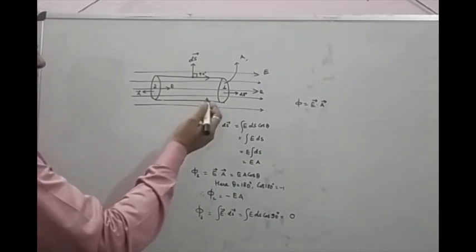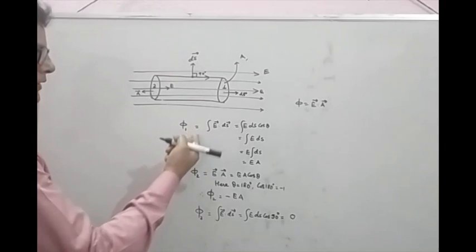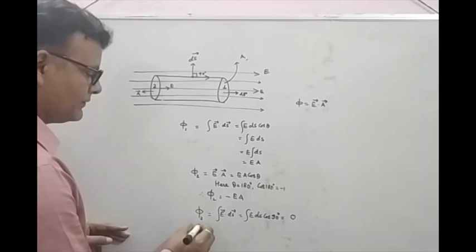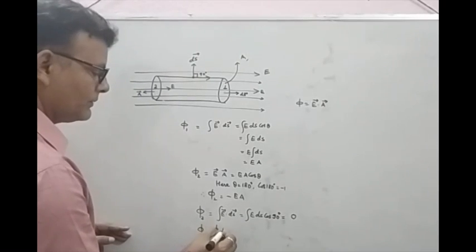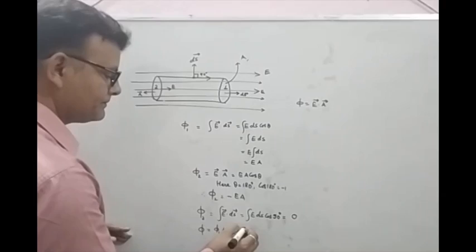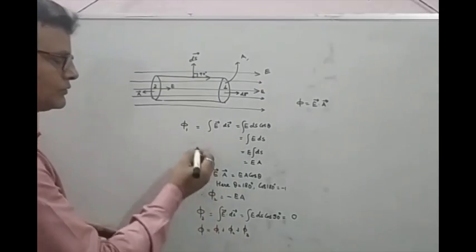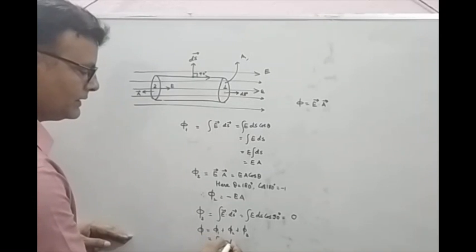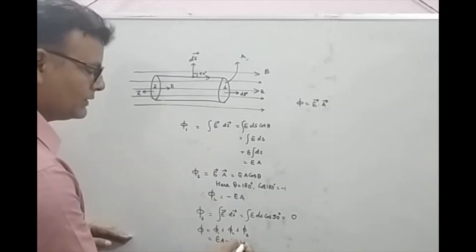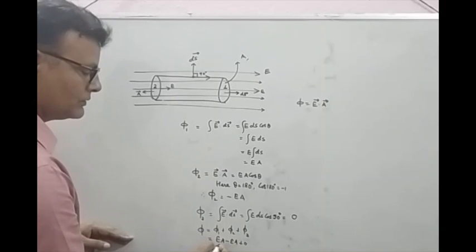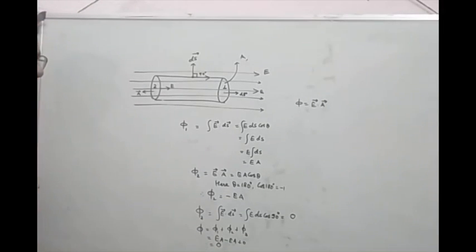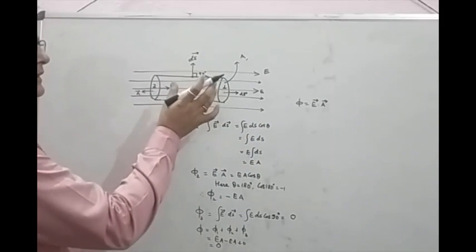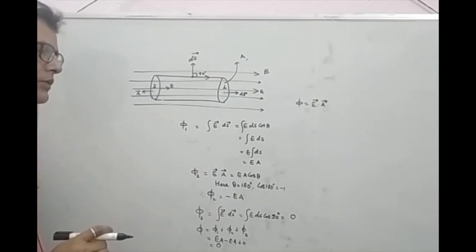The total flux is the sum of all these fluxes. So total flux phi is equal to phi 1 plus phi 2 plus phi 3. Putting the values, we get plus EA minus EA plus 0, which is equal to 0. So total flux through the cylinder placed in uniform electric field is equal to 0.